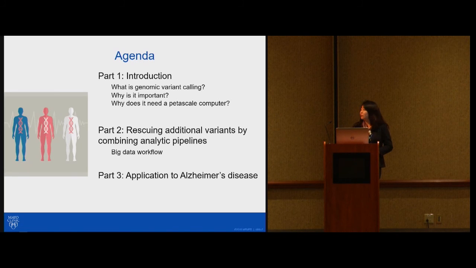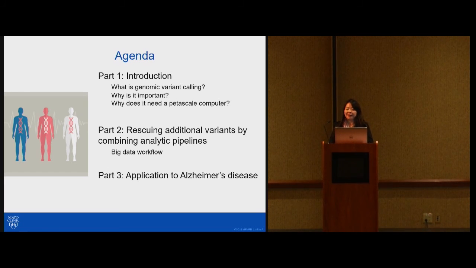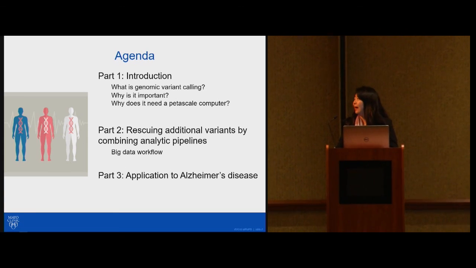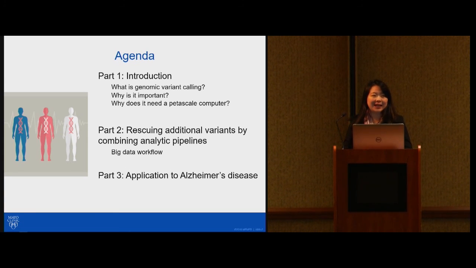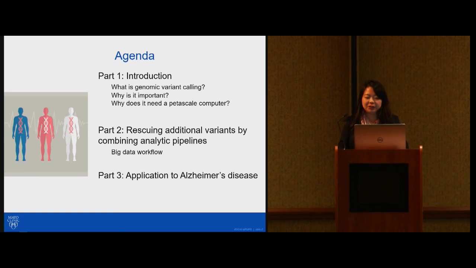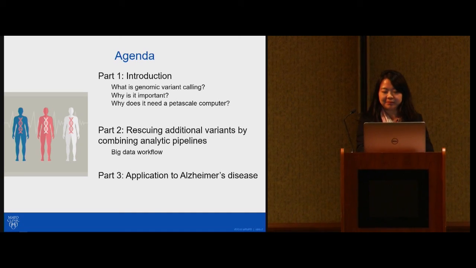Before I start, I want to first show you the agenda of my talk. In the first part, I want to introduce to you the rationale of our study, which can be summarized into 3 questions. What is genomic variant calling? Why is it important? And why does it need a petascale computer such as Blue Waters? In the second part, I want to tell you how we rescue additional variants by combining analytic pipelines. And here I will show you the big data workflow that's utilized in our study. And finally, I want to show you how we can apply our approach to the study of Alzheimer's disease.